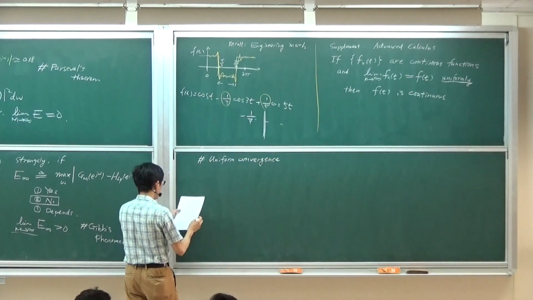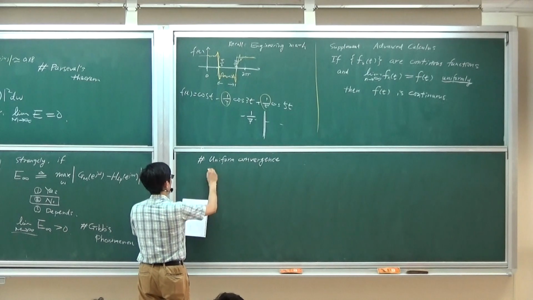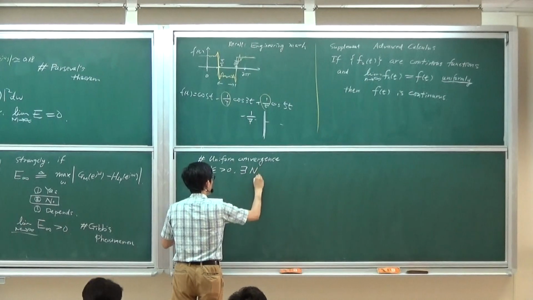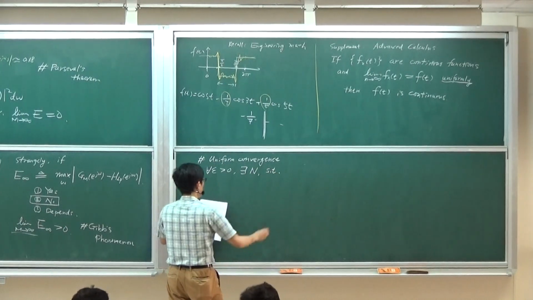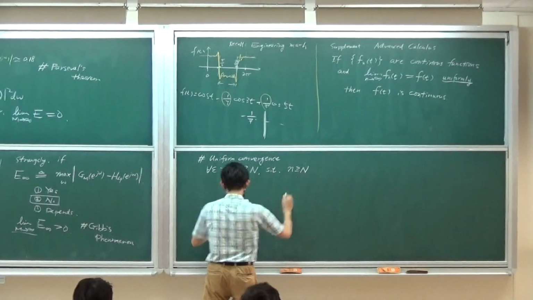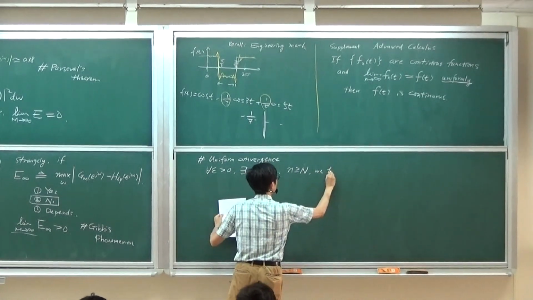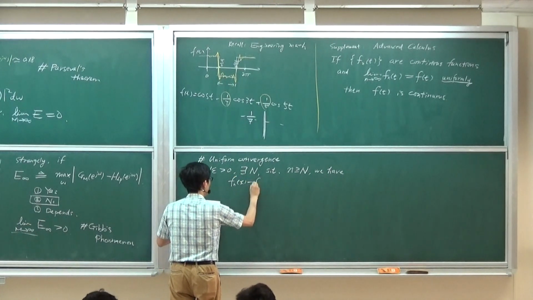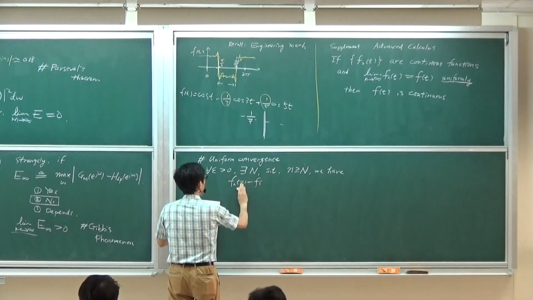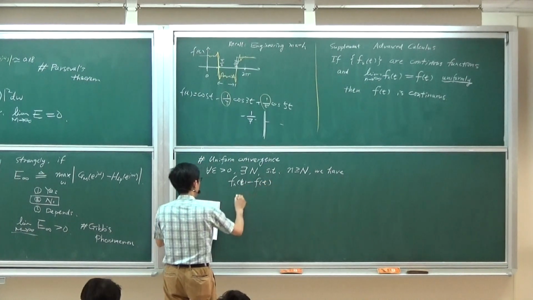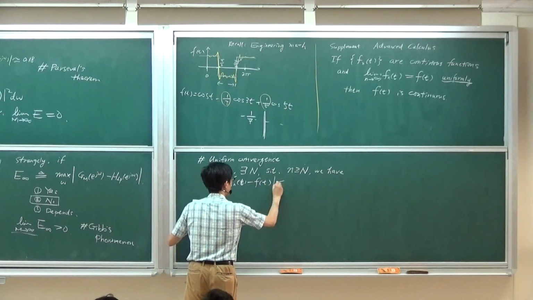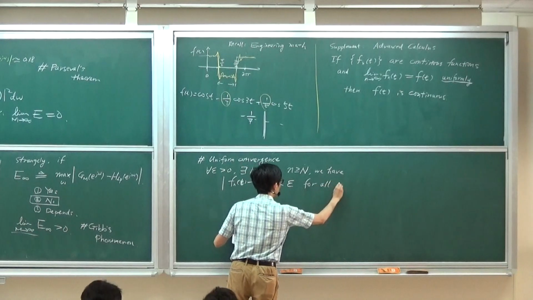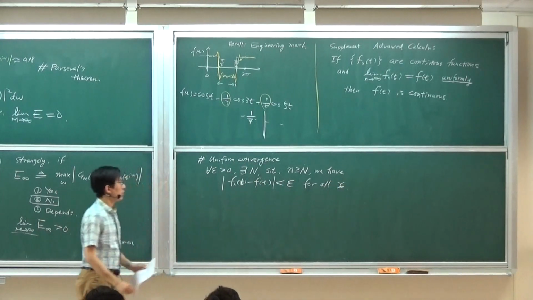Uniform convergence means that for any epsilon greater than 0, there exists an N such that for all n greater than or equal to N, we have |fn(x) - f(x)| smaller than epsilon. The key point is: for all x.